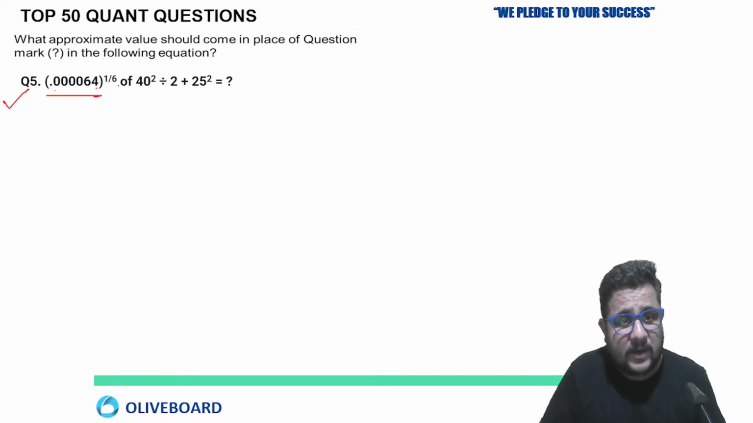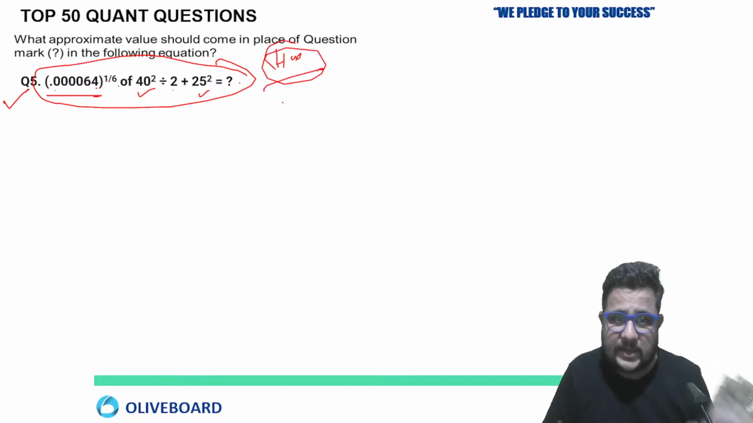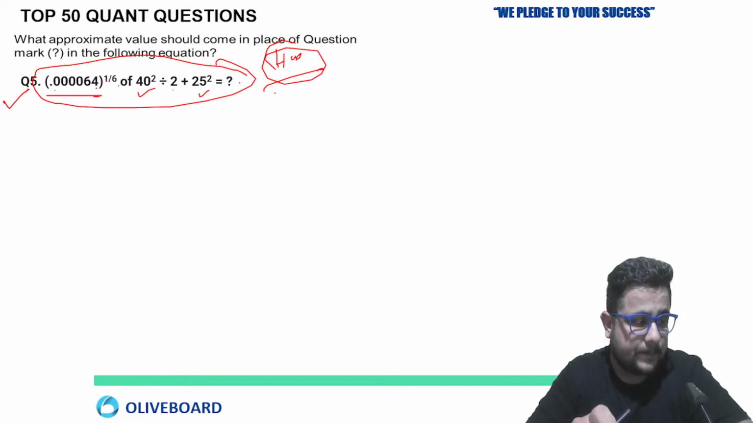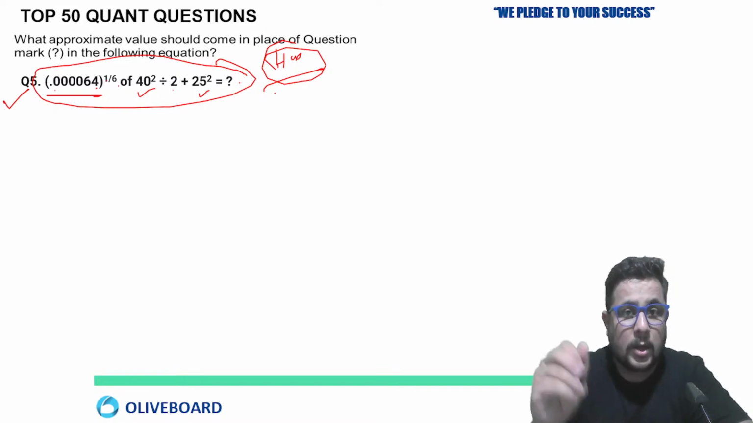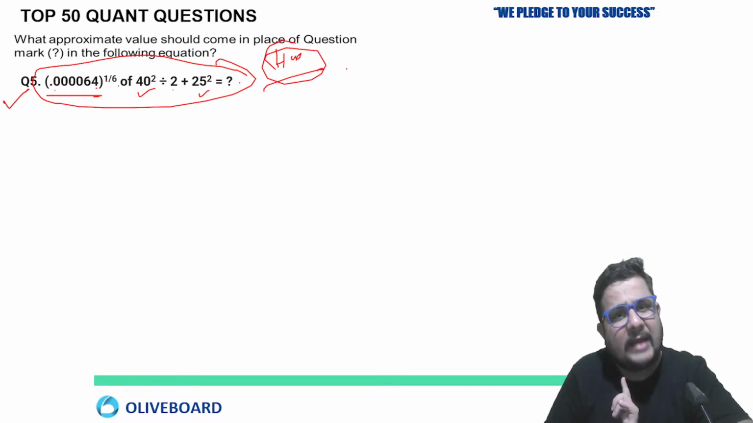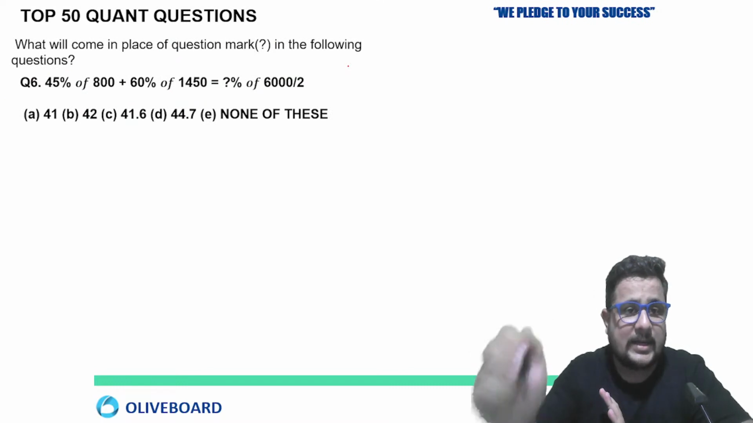0.000064 to the power 1 by 6 of 40 squared divided by 2 plus 25 squared equals question mark. This is the homework for you all. Take the screenshot. I am expecting the answers in the chat box, in the comment box after the session. Whatever homework I give you, you just have to give the answers just after the session, by tomorrow or by tonight. Some of the questions I am going to give you as homework. If you are serious, then you have to attempt. I will definitely reply on your answers. So take the screenshot of this. Let's move on to the next.